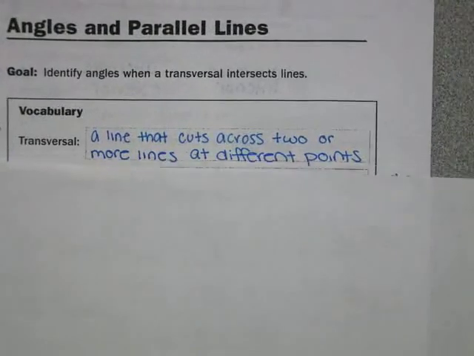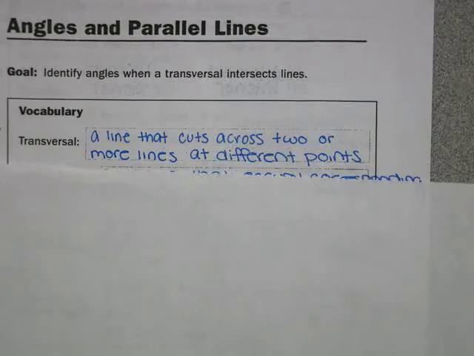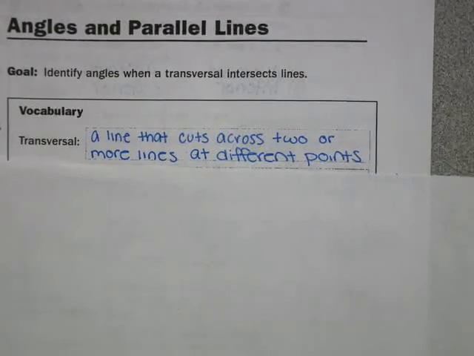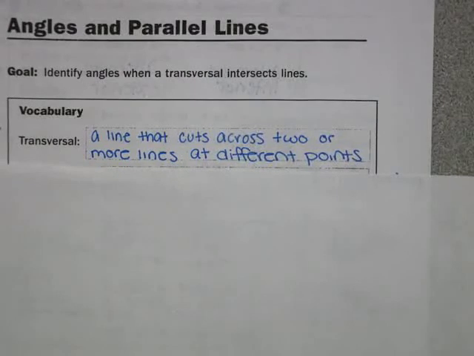And a transversal is a line that cuts across two or more lines at different points. Now, what you should be doing when you take notes is you should be pausing the notes so that you can keep up, because I'm not going to read the words over and over and over again. So you pause the notes, take it, and then when you're ready, come back and press play again.